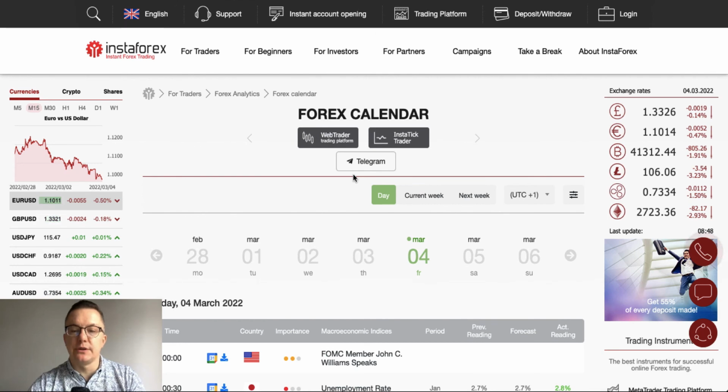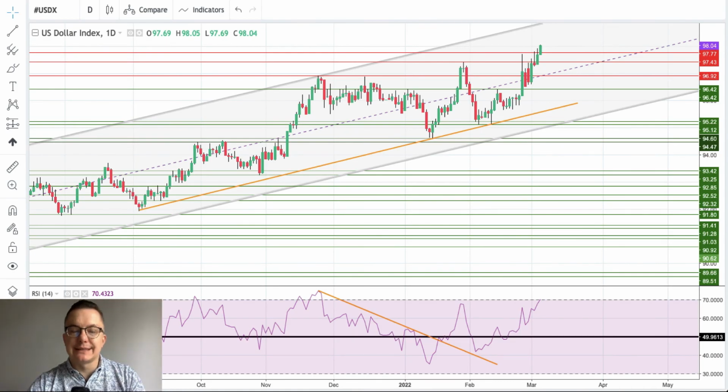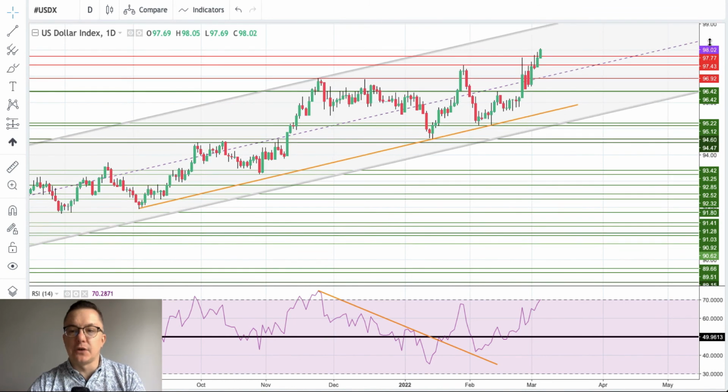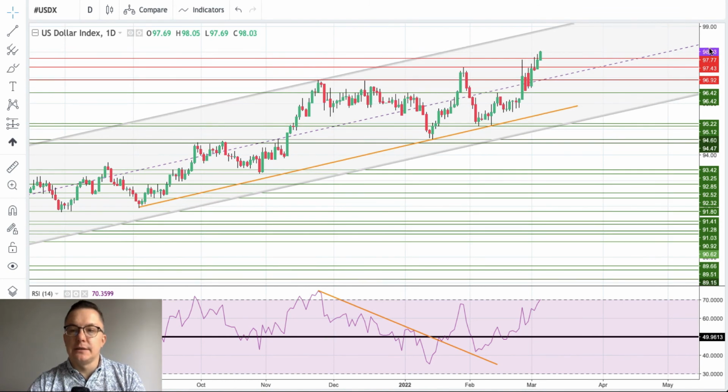We are going to start with the US dollar index. The US dollar index daily time frame chart is clearly showing us the strength of the bullish camp, as we are making another higher high at the level of 98.05. As you can see, we keep trading inside of this channel. The next target is of course the level of 99 points, then of course 100 points. There is no sign of any kind of trend reversal.